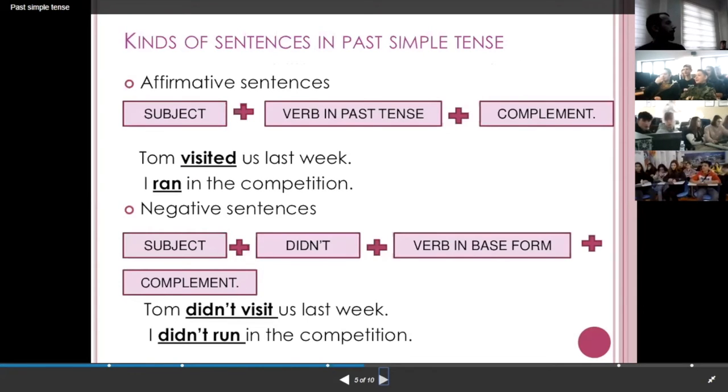Next one is types of sentences. You know, we have positive, in other words, affirmative sentences, negative sentences, and also question sentences. In affirmative sentences, we start the sentence with subject and later verb, but it must be in the past tense. And you may add some time structures or also place. It's up to you. The example is Tom visited us last week. In the negative one, we use did with not. Tom didn't visit us last week.